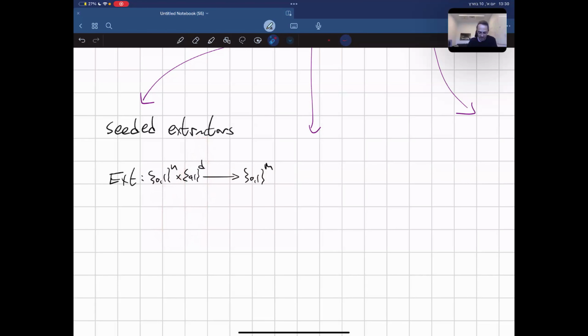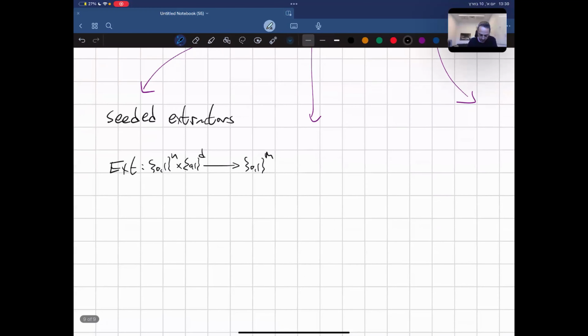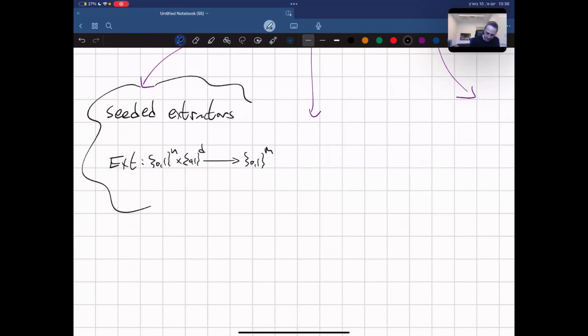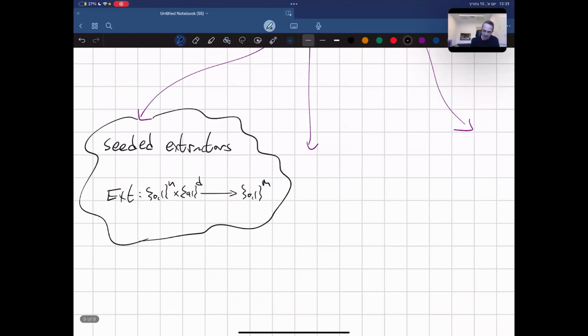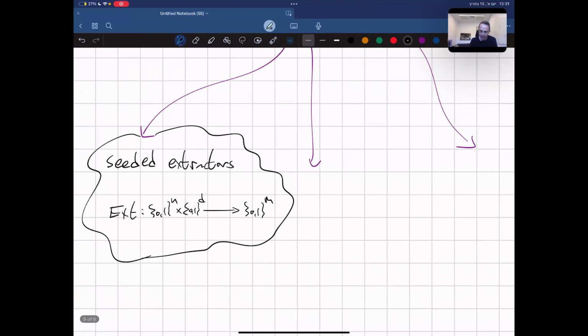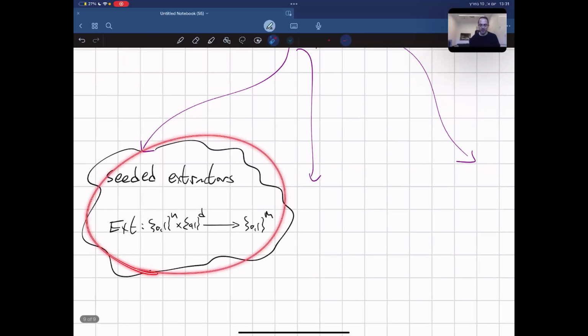I'll talk about this in a second, but let's keep them as is. It's called seeded extractors for good reason. These were introduced explicitly in a paper by Nisan and Zuckerman in order to get some result on BPL. And already at the get-go, when they defined them, they got fairly good constructions. Today we have nearly optimal constructions, depending on how greedy you are, of seeded extractors. So this is really a success story in pseudo-randomness.